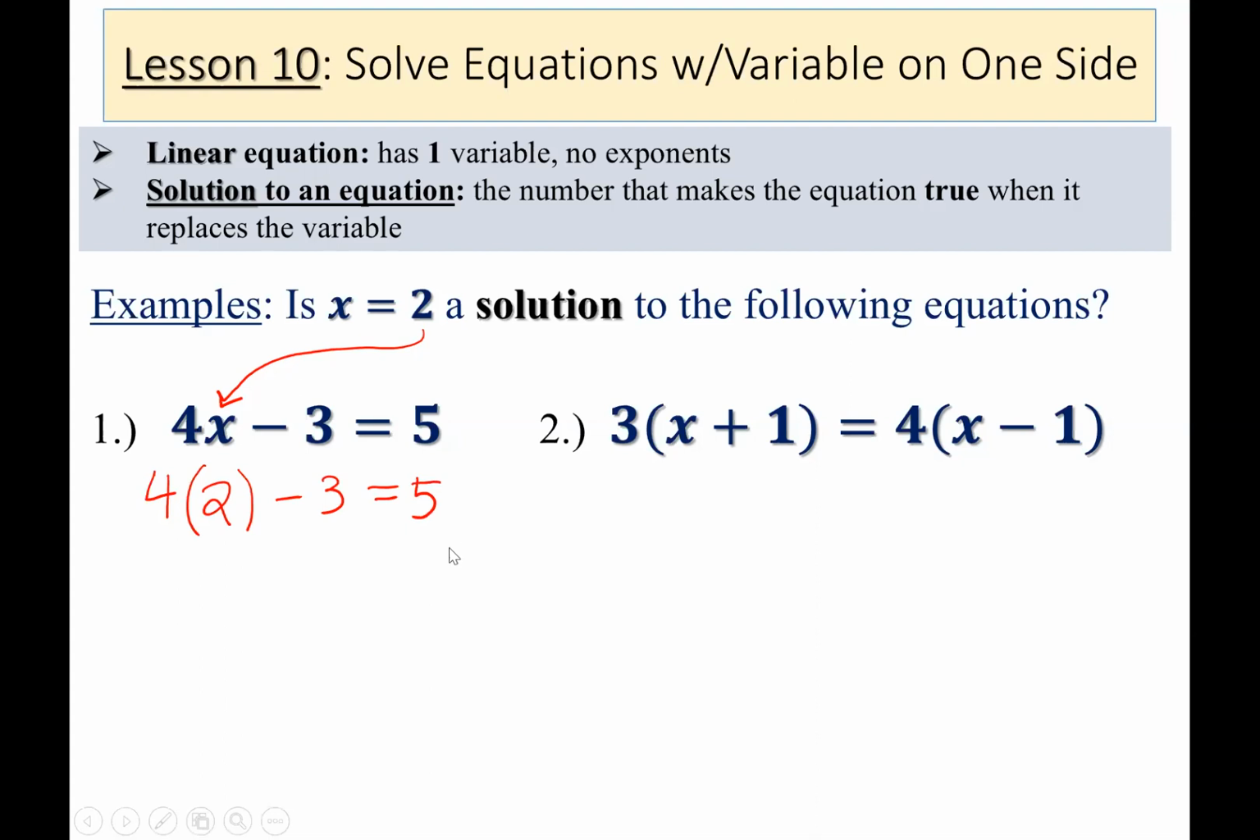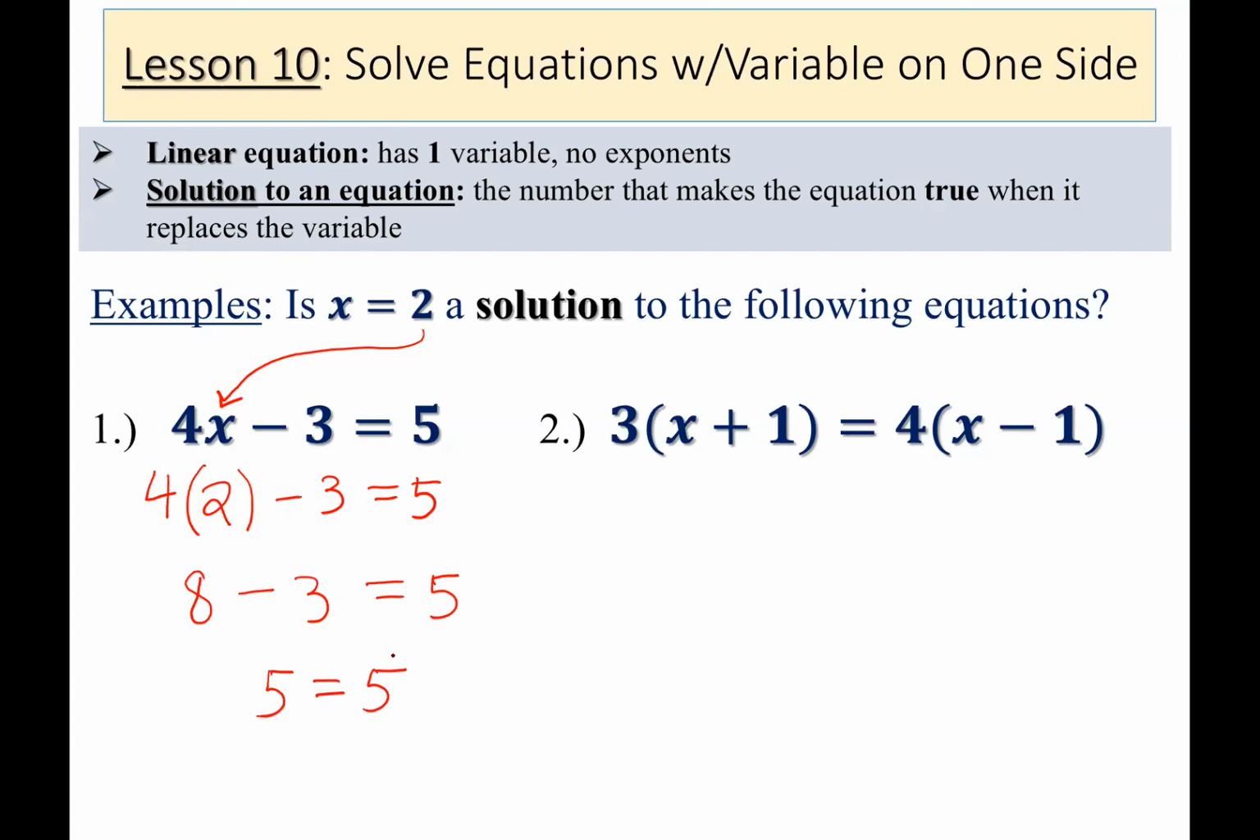My goal is to simplify and then figure out, is this actually true or not? We're using order of operations over here on the left side of the equal sign, 4 times 2 minus 3. So I'll do multiplication next. 4 times 2 is 8. So now I'm writing 8 minus 3 equals 5. And now I'm going to simplify the 8 minus 3, which is 5. So 8 minus 3 is 5. So now the next thing I'm writing is 5 equals 5.